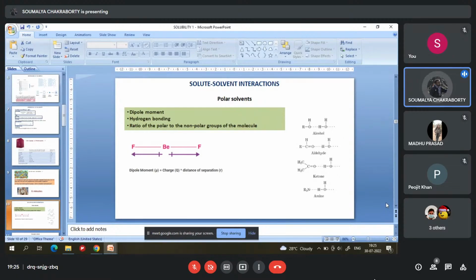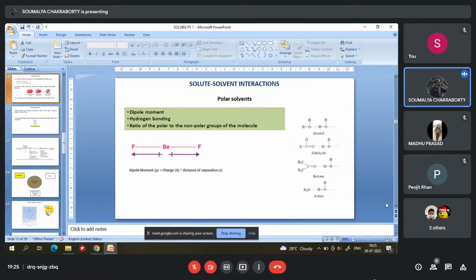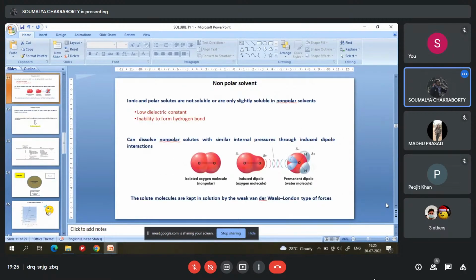Okay, there are some examples: alcohol, aldehyde, ketones, and amines. These are basically polar solvents. So we will shift to the non-polar solvents. So ionic and polar solutes are not soluble. One concept you should keep in your mind always for solubilization: like dissolves like. So polar solutes will be dissolved in the polar solvent, non-polar solutes will be dissolved in the non-polar solvent. Ionic and polar solutes are not soluble or are only slightly soluble in non-polar solvent.